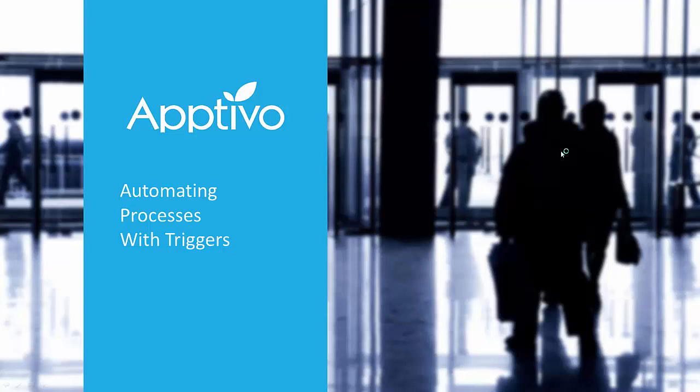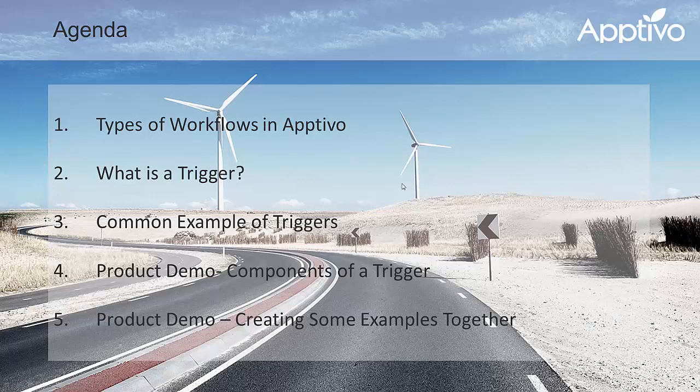Although I'm going to give you a little bit of context for what is a trigger and how does it fit into the greater Apptivo feature set. So as far as what we'll cover for today, we'll start by talking about what types of workflows are available, and then how do triggers fit into them, and what is a trigger, what makes up a trigger. Then we'll walk through actual common examples of triggers you might build in your business, because there are really limitless options of how it applies to different industries and sizes of organization.